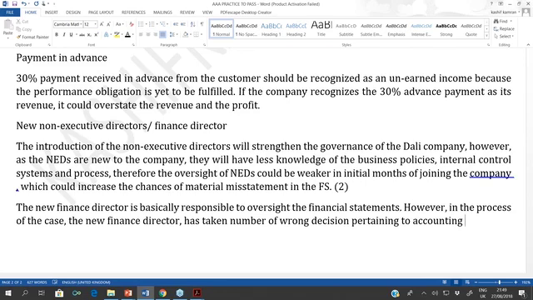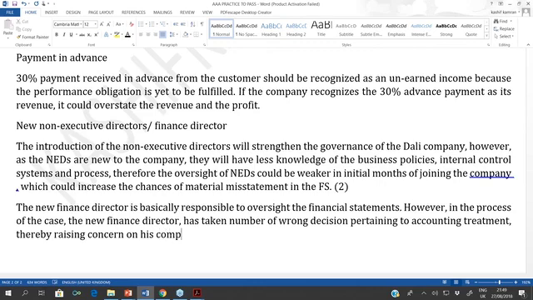You must have read this case, right, many times before. In this question, the finance director has taken a lot of wrong decisions, which will come on page 2. So we are saying the new finance director has taken a number of wrong decisions pertaining to accounting treatments, thereby raising concerns on his competence.